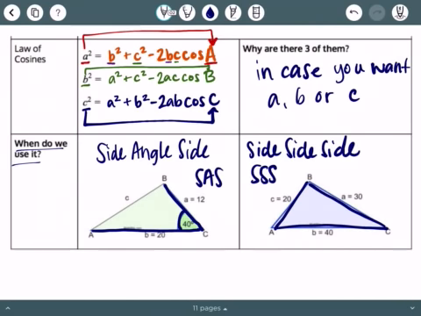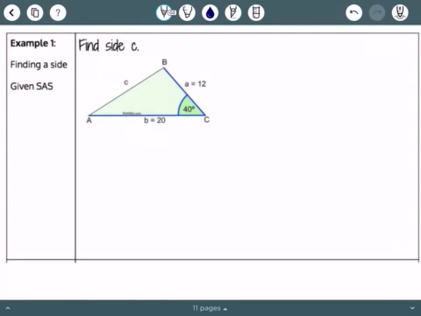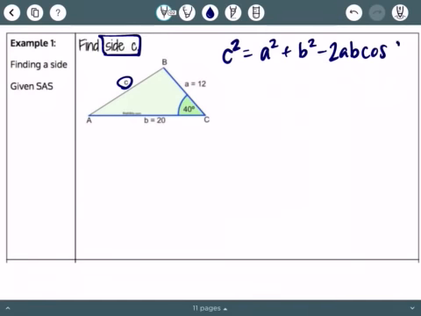So the way that we use this is we would write down our formula. So I want to find side C, which is this one here. So I'm going to start with that, C squared. And then I know that it would be A squared plus B squared minus 2A times B times cosine C.